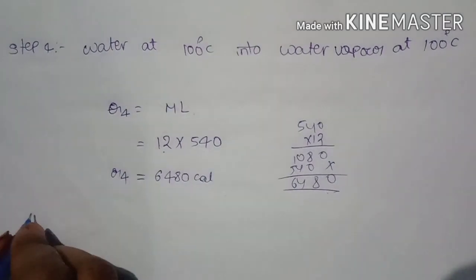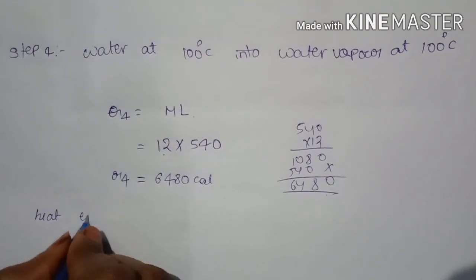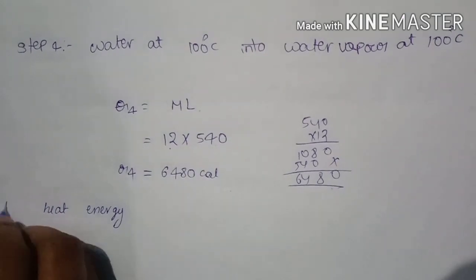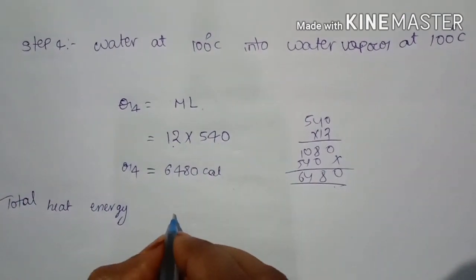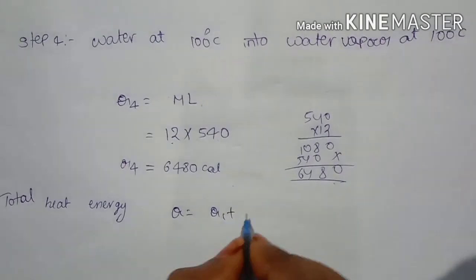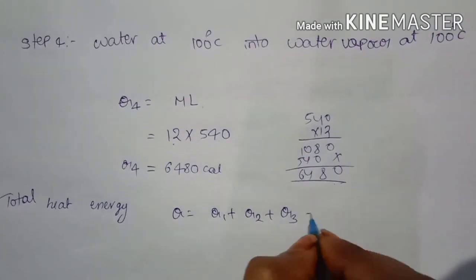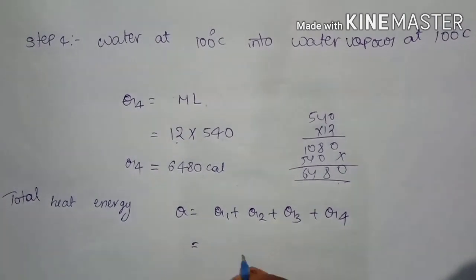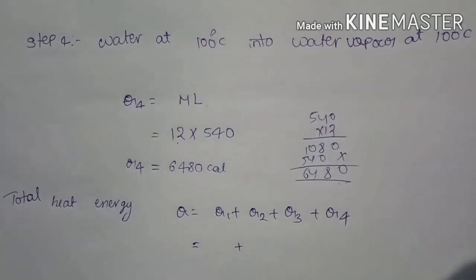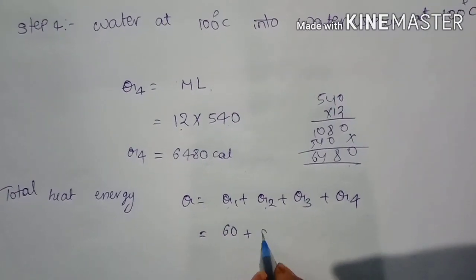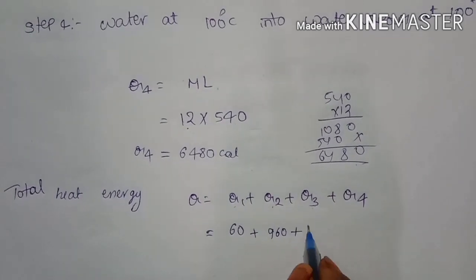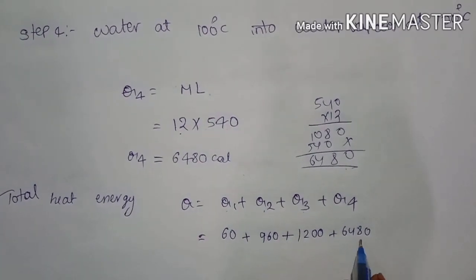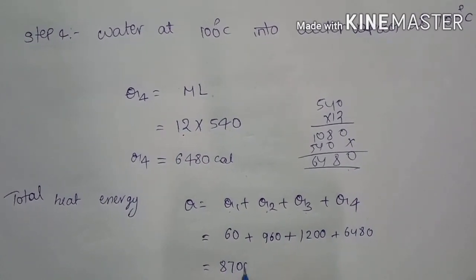Here there is only one question, that is to change minus 10 degrees ice to water vapor at 100 degrees. We are converting step by step, but how much total heat energy is required? Total energy Q equals Q1 plus Q2 plus Q3 plus Q4. What is the Q1 value? How much did you get? 60. Q2 value 960. Q3 is 1200 and Q4 is 6480. Now add all these. We get the final answer, 8700 calories.